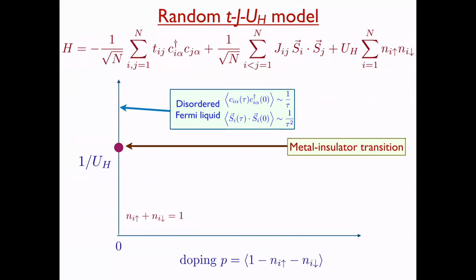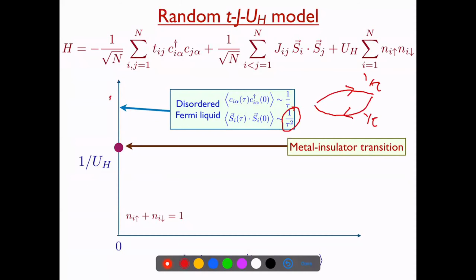Now you increase the value of U. As you increase U, what you expect is that at some value of U the system will become an insulator, because this is the Mott-Hubbard transition, and you open a gap so the charges will not be able to move around. So let's keep increasing it even further.